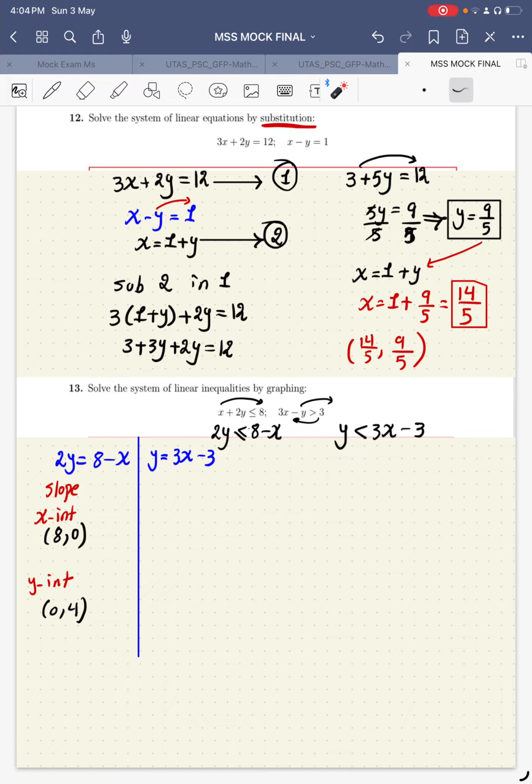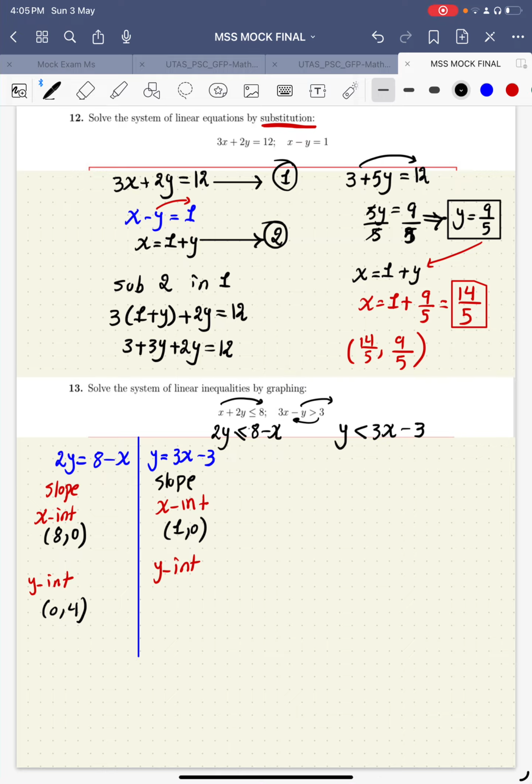Now let's go to the second equation, where again for the first, for the slope, it will be 3, but I will not write it again. For the x-intercept, what I'm gonna have, I'm gonna put y equal to 0. So when I put y equal to 0, I'm gonna get 1 and 0. And again, when I put x equal to 0 to get y-intercept, I'm gonna get minus 3. So y-intercept is 0 and minus 3.